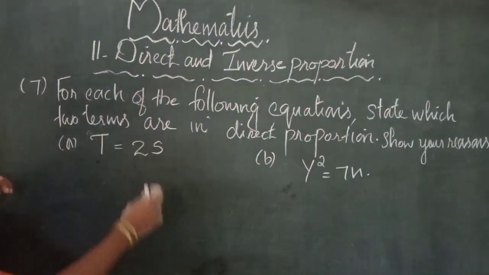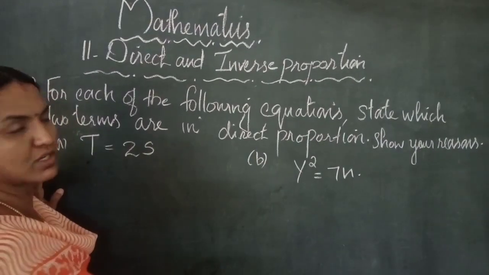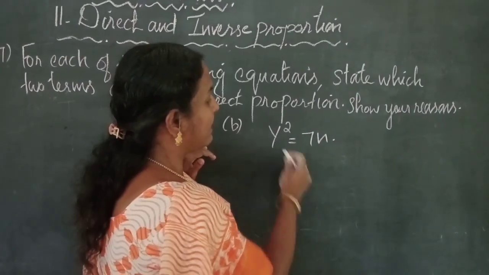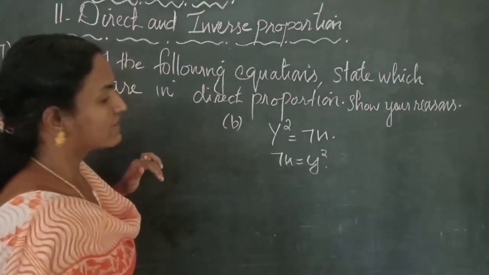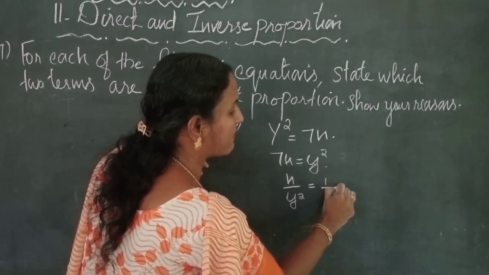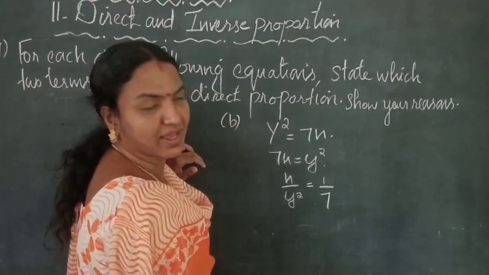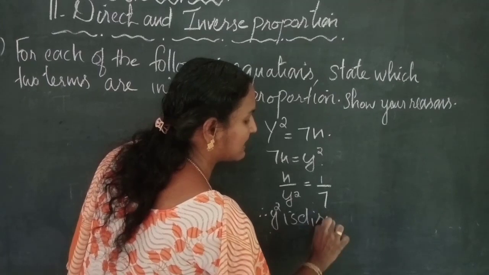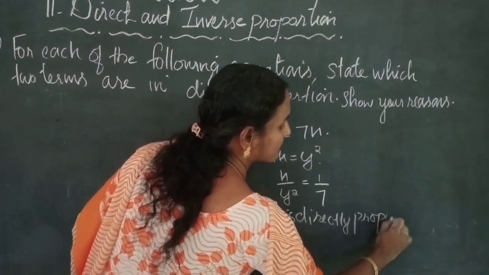Question number 7. For each of the following equations, state which two terms are in direct proportion. Show your reasons. In D, y square is equal to 7n. So it can be written as 7n is equal to y square. So n divided by y square is equal to 1 by 7. By applying cross multiplication, 7n is equal to y square. So y square is directly proportional to n.